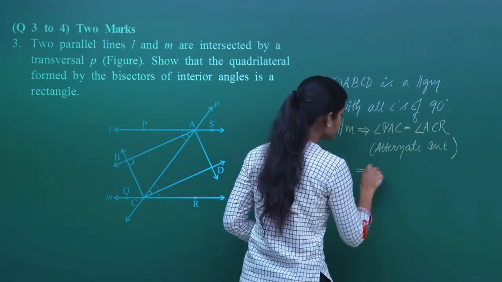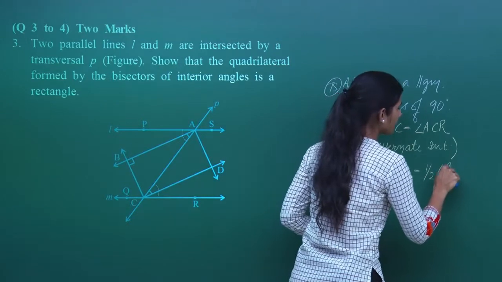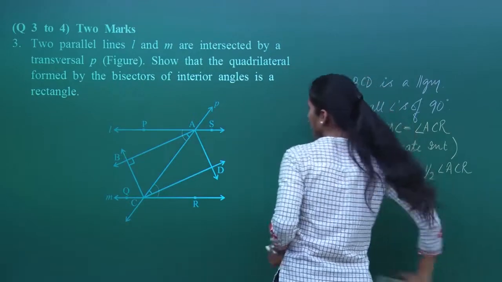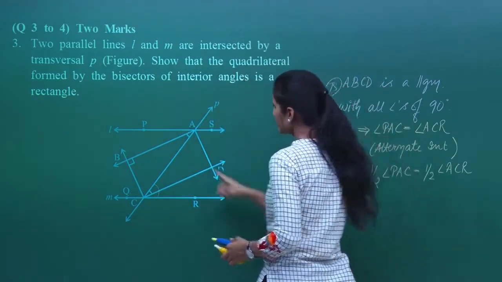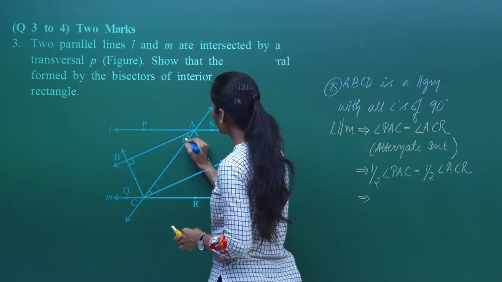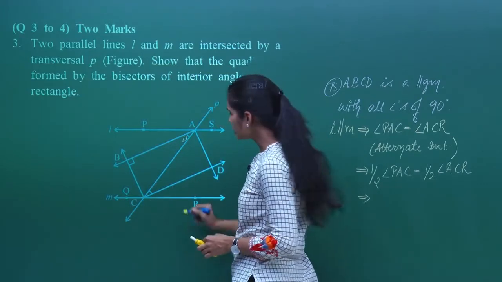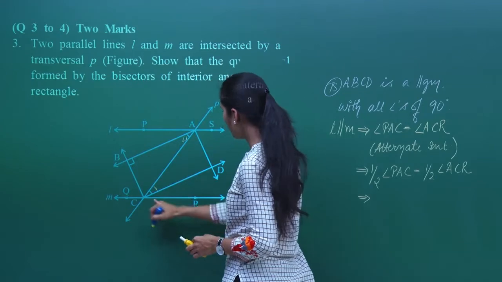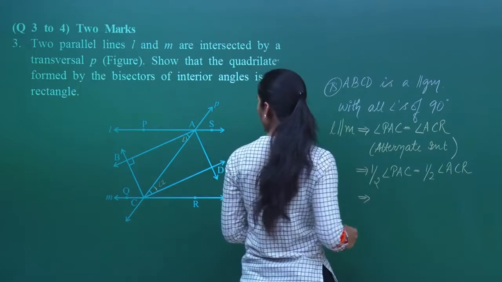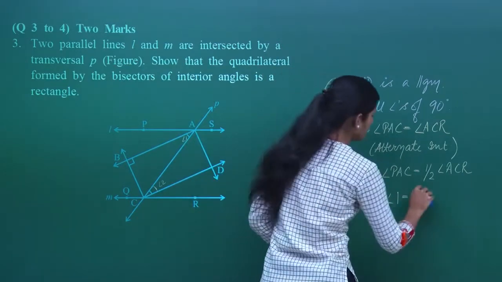If these two are equal, this implies their halves are also equal. Half of angle PAC, because this AB is the bisector of this angle, half of angle PAC is this angle, angle 1, and because CD is the bisector of angle C, half of angle ACR is this angle, angle 2. So half of angle PAC is angle 1 and half of angle ACR is angle 2.